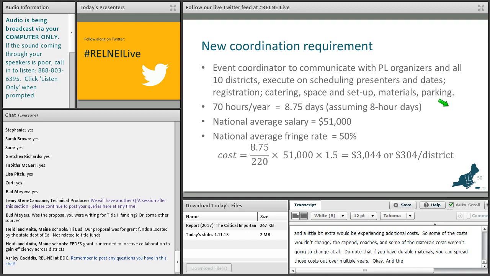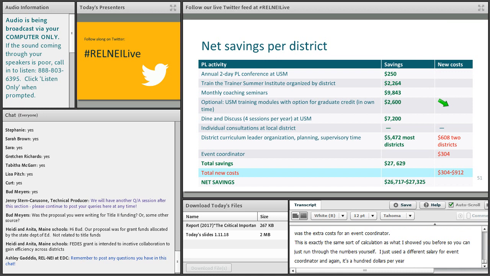Okay, and the last thing that they considered was the extra cost of an event coordinator. This is exactly the same sort of calculation as what I showed you before, so you can just run through the numbers yourself. I just use a different salary for an event coordinator, and again, it's a number of hours per year. I turn that into days divided by the total number of days.